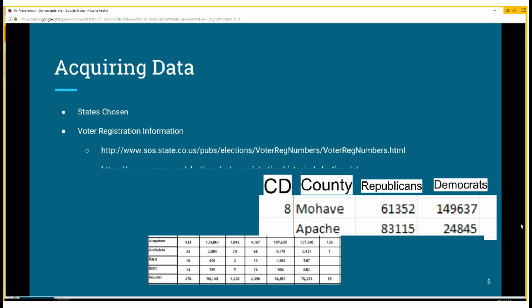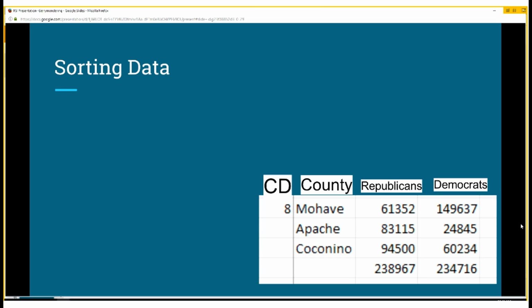So once I finished acquiring my data, it was time for me to sort it onto Excel. And I went about this process by creating a county list of voters by party. So by the end of the process, I had two lists, one for each state: one state list of counties and that county's respective number of Democrats in ascending order, and then counties and those counties' respective number of Republicans in ascending order. And again, I had these ascending lists for both the states of Colorado and Arizona.